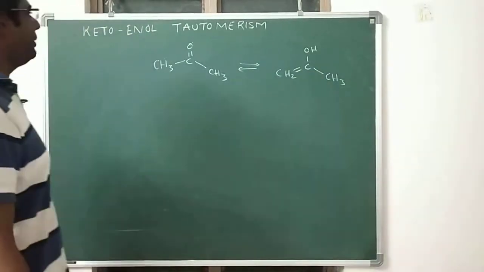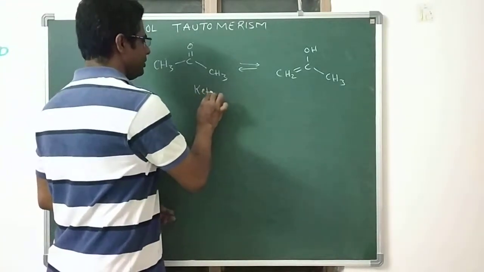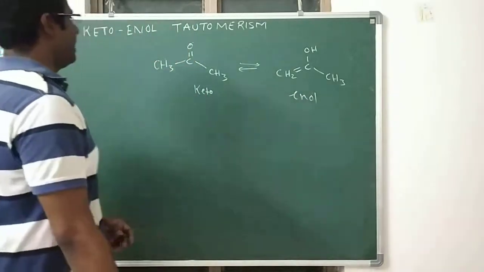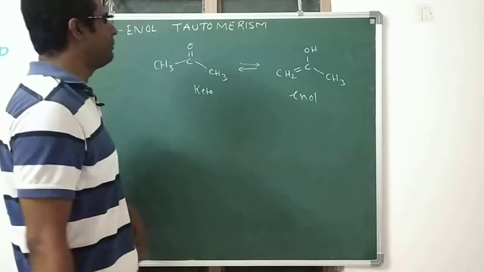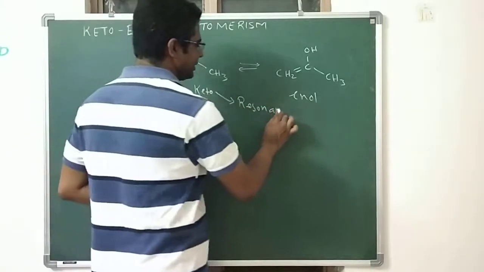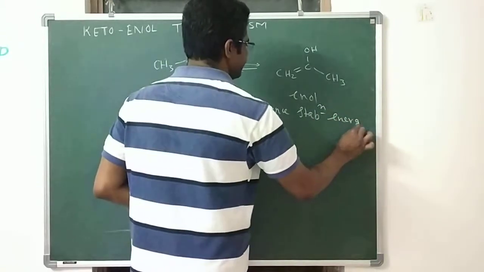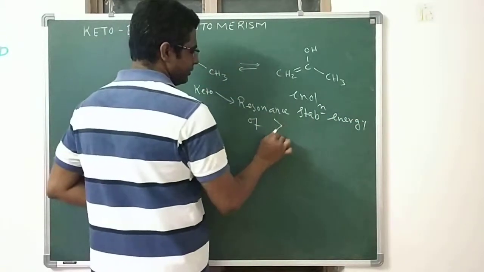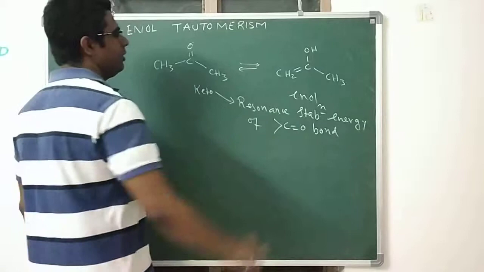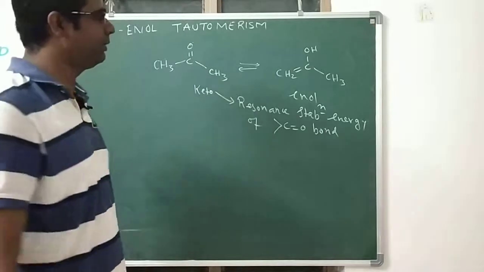Now we will come into keto-enol tautomerism. First of all, you have to know which form is more stable. This is the keto form and this is the enol form. Which form is more stable? See, always remember in normal cases the keto form is more stable due to resonance stabilization energy of the carbonyl bond. ठीक है, इसका रेजोनेंस होगा तो due to that stabilization energy always the keto form will be more stable. This you have to remember.